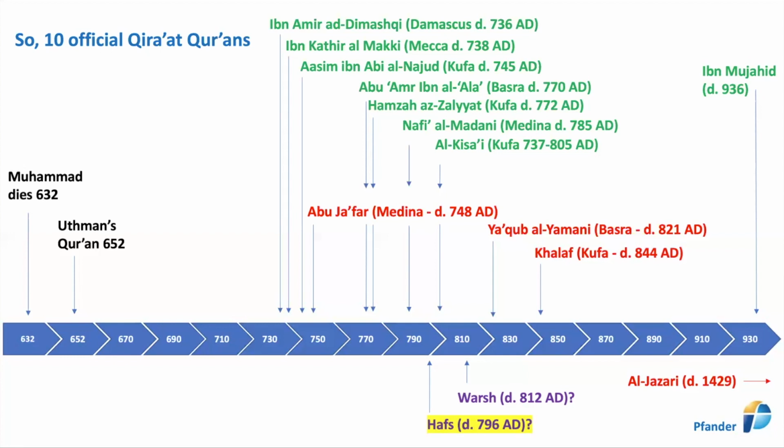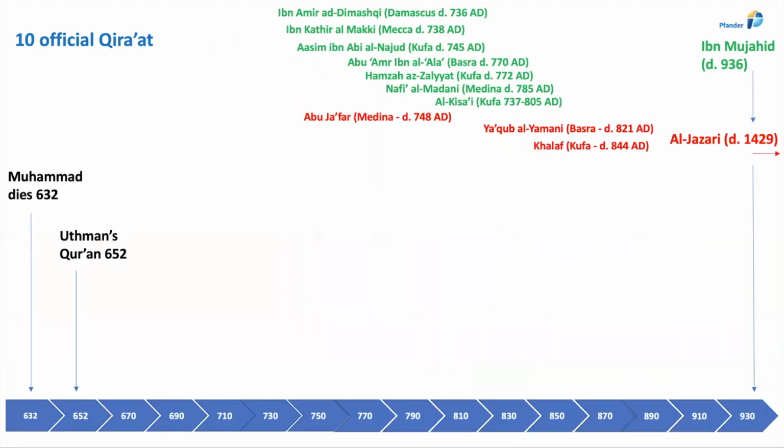Now there are 10 official Qira'at, 10 official Qira'at Qur'ans, and Warsh and Hafs are missing from the 10 official Qira'at Qur'ans. So where did they come in? Well, to understand that, you're going to have to look at this timeline. Let's go now.